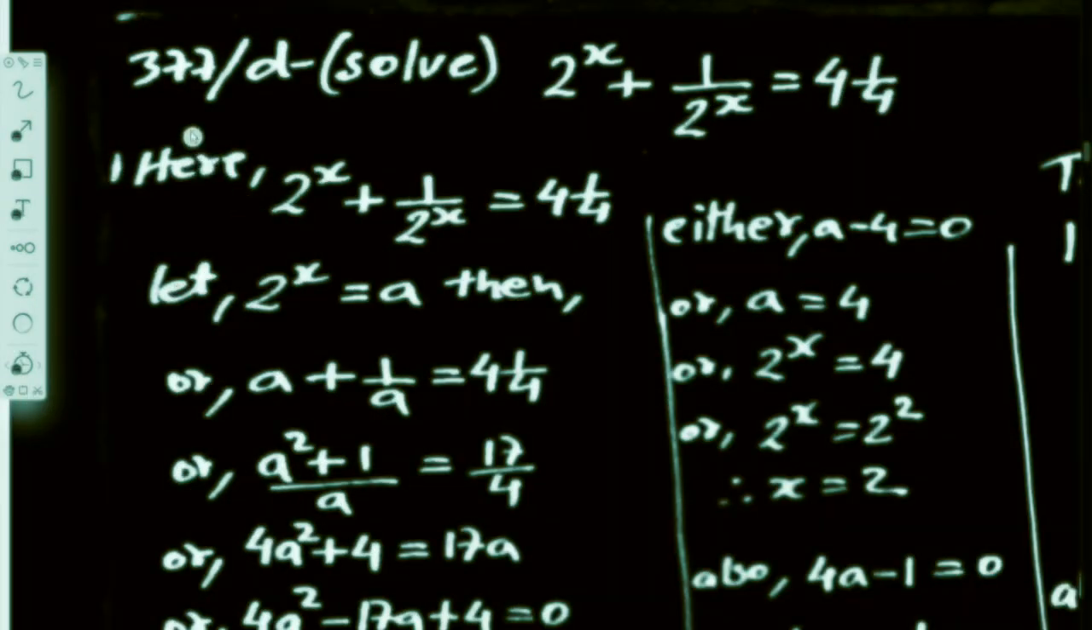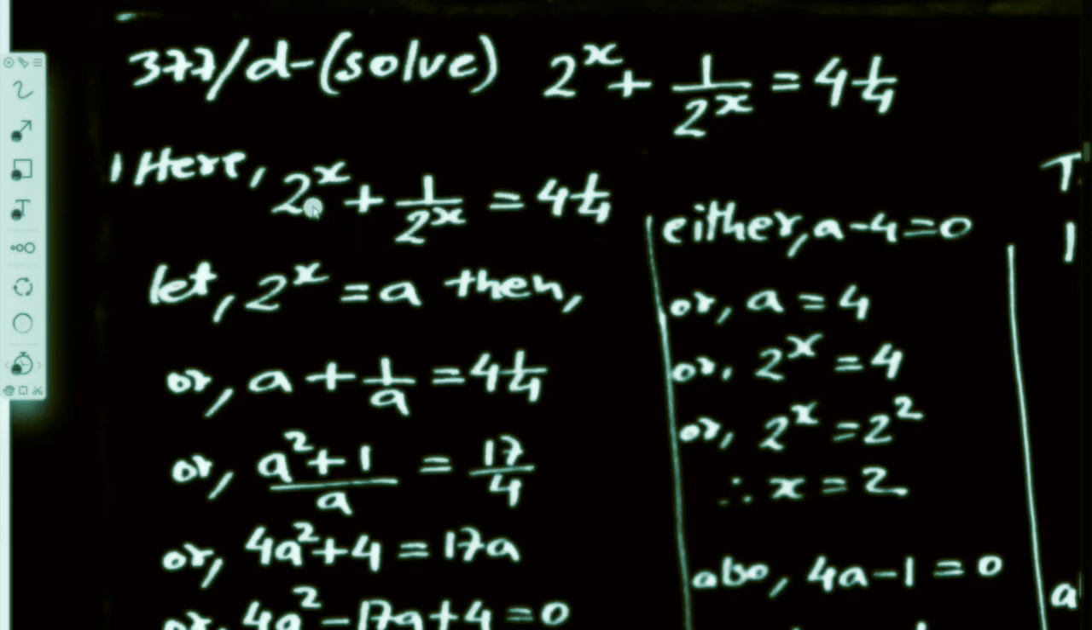Next question: question number 377 by D, to solve. Solve means the equation should be solved. Now, our given equation is 2 power x plus 1 by 2 power x equals 4 1/4. To solve this equation and get the value of x, we have 2 power x plus 1 by 2 power x equals 4 1/4.